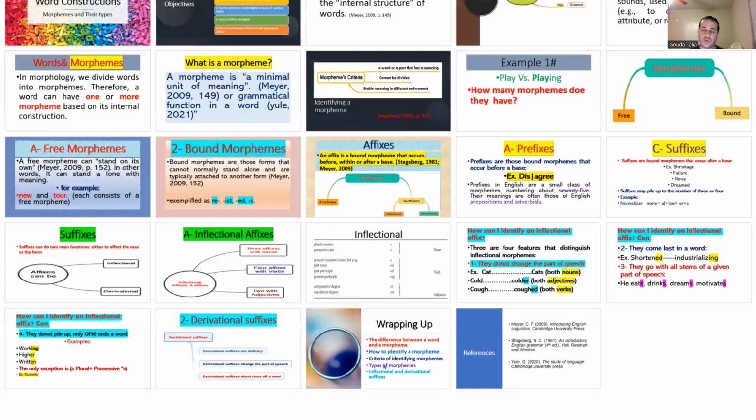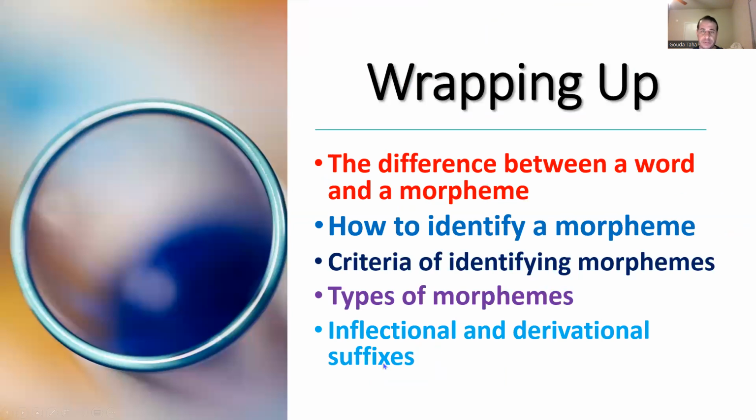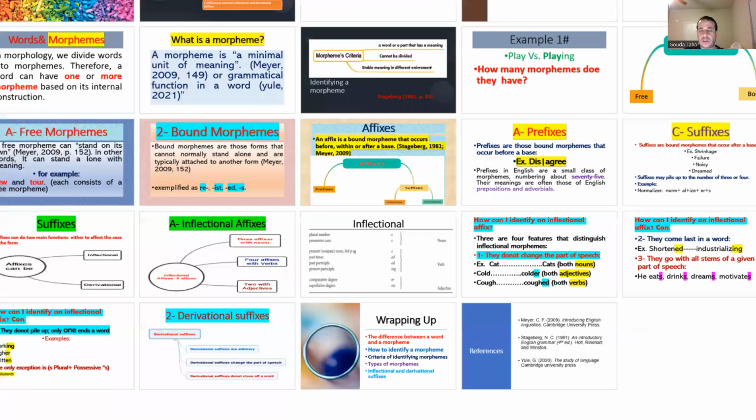So this is a quick wrap up of my presentation. I touched on what is a morpheme, what is a word, what is morphology, what is the difference between a free morpheme and a bound morpheme, and what are the types of affixes in English, and finally we differentiated between inflectional and derivational suffixes. So that's all I have.